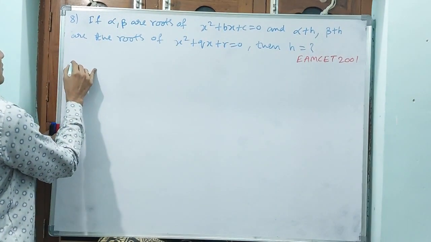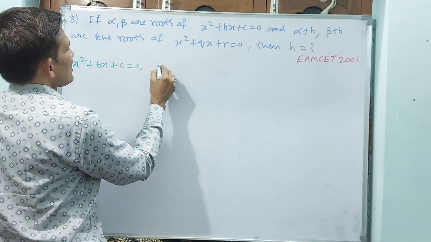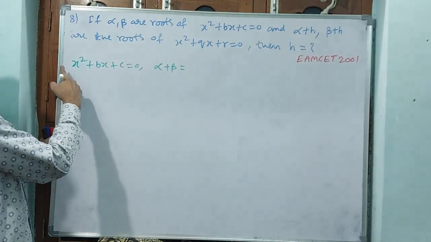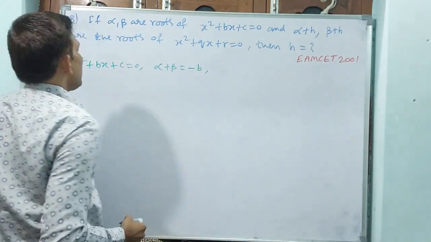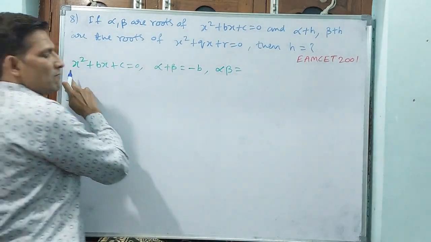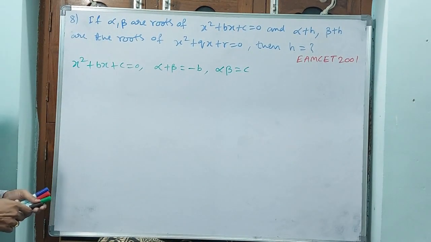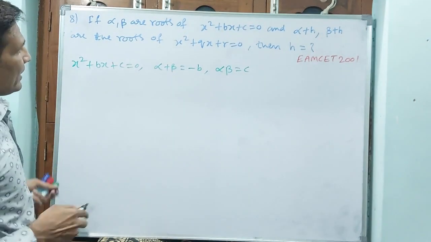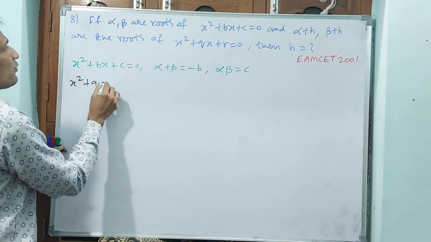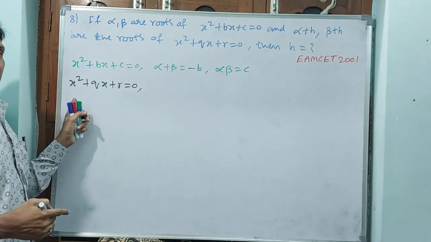What I am doing, x square plus bx plus c equal to 0. For this equation, alpha plus beta, because alpha, beta are the roots. Alpha plus beta means minus b by 1, or minus b, comma, alpha into beta, c by a. C is c only by 1. C. Okay? Then go for second one. Write down second one. Second one, x square again I am writing. X square plus qx plus r equal to 0, comma. Here for this, alpha, beta are not the roots.